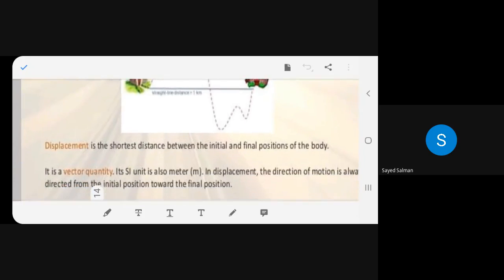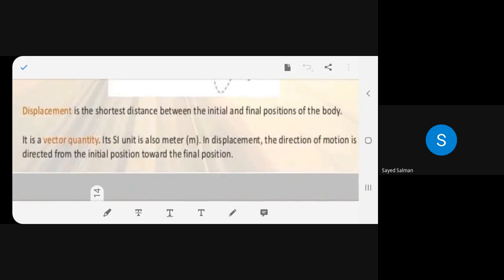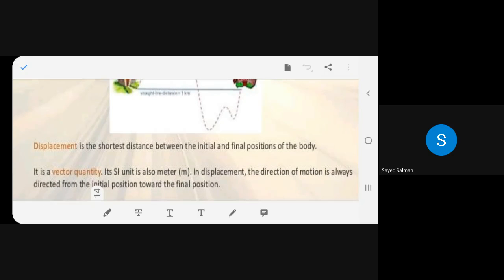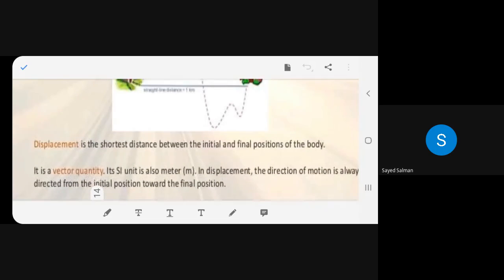Okay. What about displacement? Displacement is the shortest distance between the initial and final position of the body. So what is displacement? Distance is the complete distance which a body travels on a given path, whereas displacement is the shortest distance between the initial and the final position of the body.